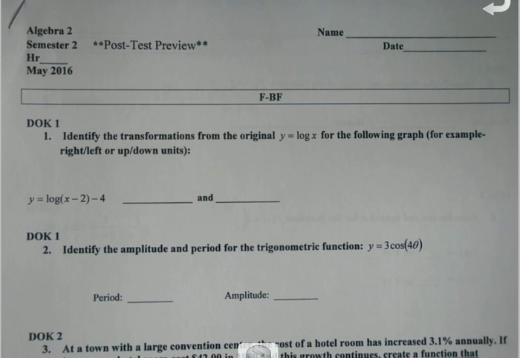We'll start a little bit easier on this preview, at least I hope it is. Identify the transformations from the original log for the following graph. For example, are directions going left, right, up, down, and so forth? So that -2 and that -4, what shifts, what movements do they represent?